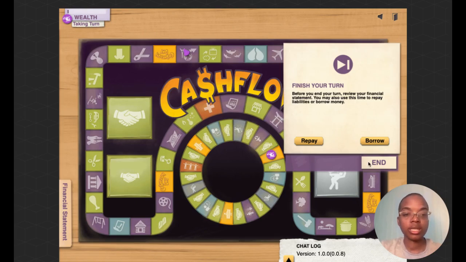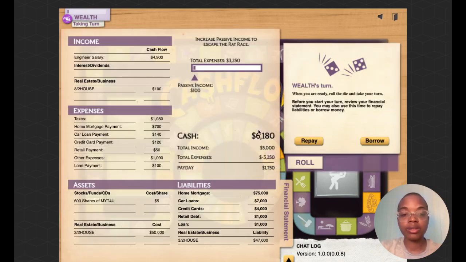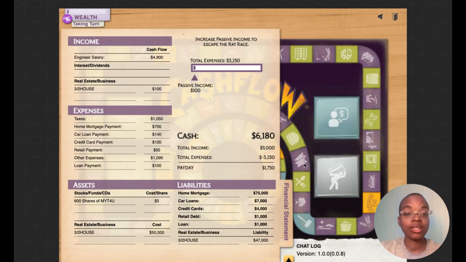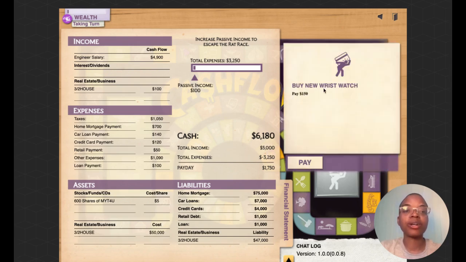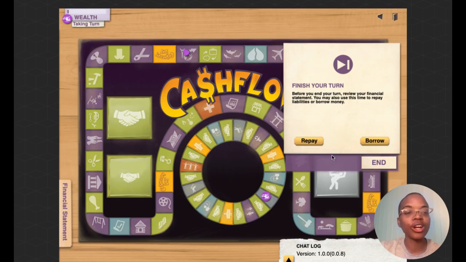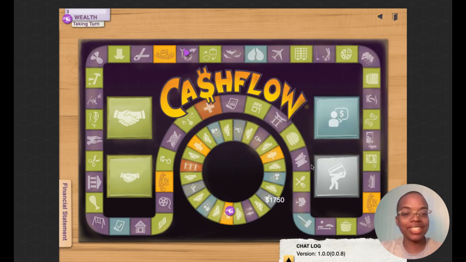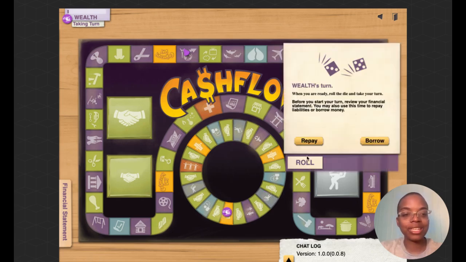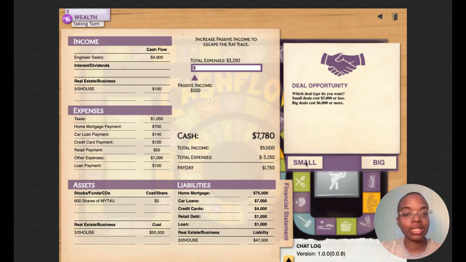Roll this. Got payday. Let's see where I'm at with my amount right now. 6,180. Bought a new wristwatch. Couldn't help but to flex on some people. I just paid $150 for a watch. Okay, that's fine. Just got payday again. Gonna roll again. Okay, here we go. So big deals cost 6,000 or more. I'm at 7,780. So I am within that threshold to look into some big deals.